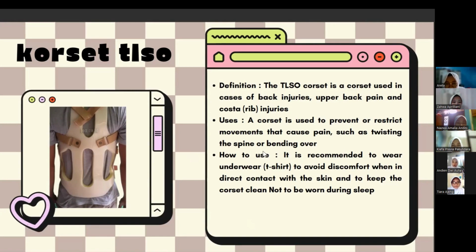How to use: it is recommended to wear an undershirt or t-shirt to avoid discomfort from direct contact with the skin, and to keep the corset clean and not too warm during sleep. The next presentation is by moderator Viola.